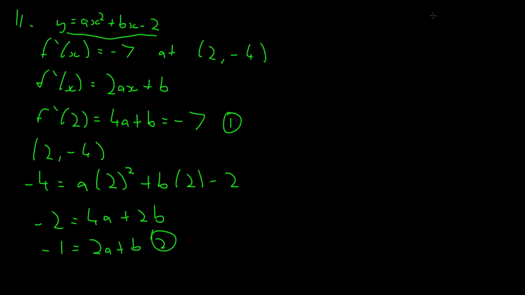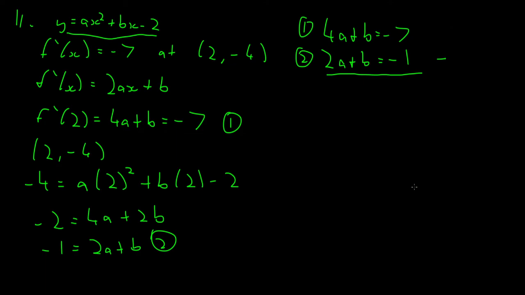So let's set these up over here. We get 4a plus b equals minus 7, and 2a plus b equals minus 1. We've got equation number 1 and equation number 2. And we're going to subtract, because you can see we can cancel out these b's. So 4a minus 2a is 2a. These b's cancel each other out. And minus 7 minus minus 1, which is minus 7 plus 1, is minus 6. So a equals minus 3.